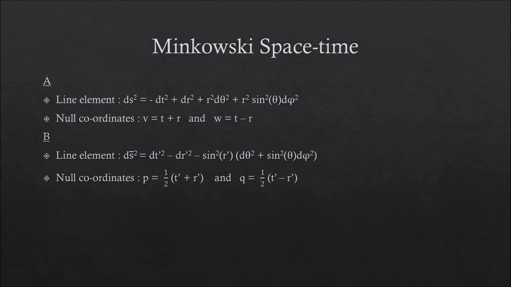To understand black hole structures in Minkowski spacetime, the Penrose diagram must be obtained by completing the coordinate transformations and conformal compactification. I won't go through the calculations since they're straightforward and long-winded, but the line element in A, ds squared equals minus dt squared plus dr squared plus r squared d theta squared plus r squared sine squared theta d phi squared, transforms into the other one. I won't read that one out. So we can use these new null coordinates to begin to form the Penrose diagram.